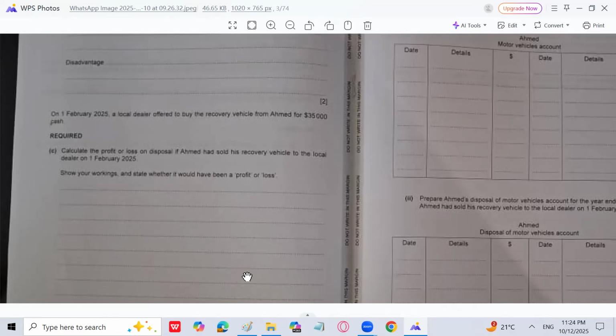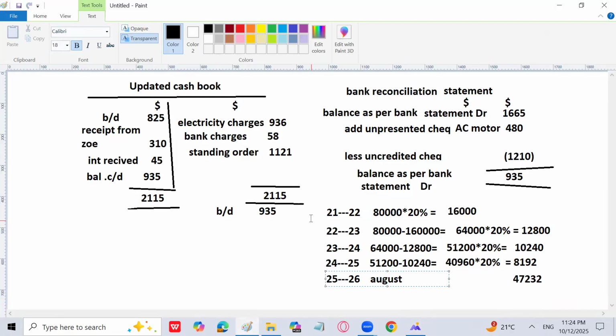Now let's discuss that on 1st February. We charge depreciation on an annual basis, but our financial year starts in May and ends in April, right? So May 21 till April 22, 1 year completed, 16,000 depreciation. May 22 to April 23, 1 year completed, 12,800 depreciation. Then May 23 to April 24, 1 year completed, 10,240 depreciation. Even though the asset was purchased on 1st October 2021, you charge depreciation for the whole year because we are using the annual basis.